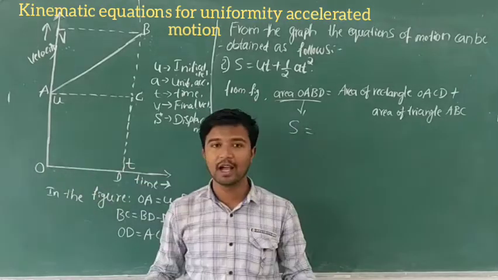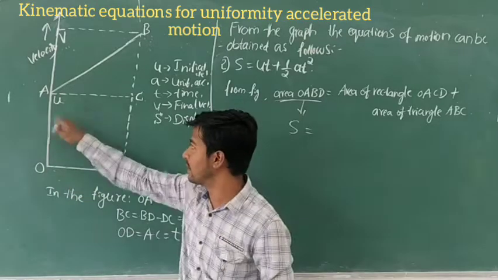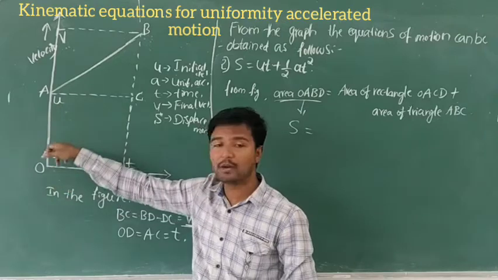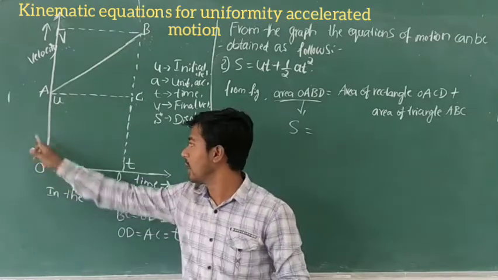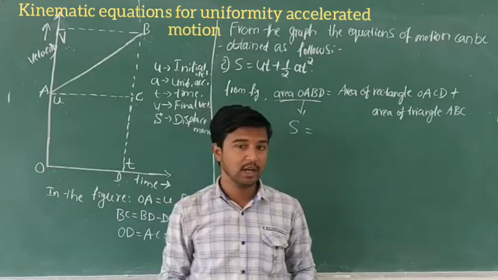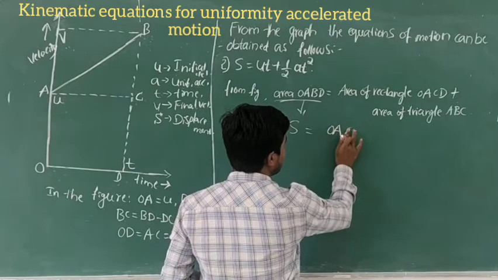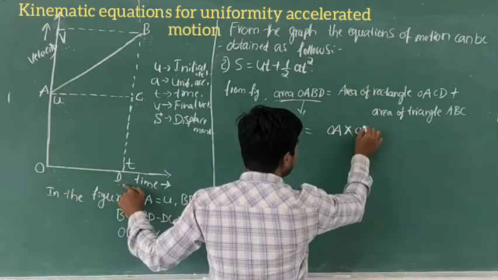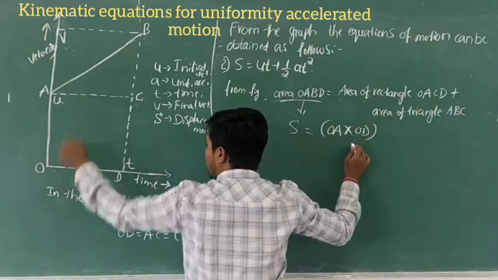Length into breadth, breadth into height. Here length is OD into OA. So we have to multiply these two terms. Area of rectangle OACD is OA into OD.